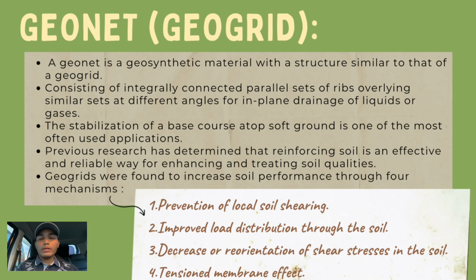Number one is prevention of local soil shearing. Number two, improved load distribution through the soil. Number three, decrease or reorientation of shear stress in the soil. And the last one is the tension membrane effect. So that's all for my part.